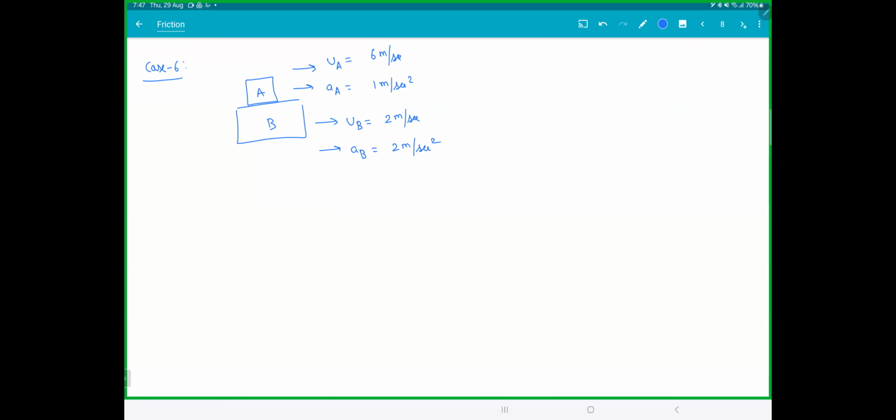This example will tell you why friction is a rogue. Did you notice something? Initially, A's speed is more, but B's acceleration is more. So if you take a situation where VA is equal to VB, some point where speeds will become the same. So UA plus AAT is equal to UB plus ABT. This will be 6 plus t is equal to 2 plus 2t. You will get t is equal to 4 seconds.